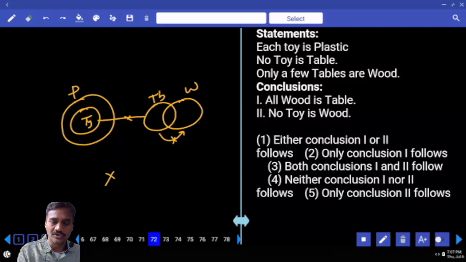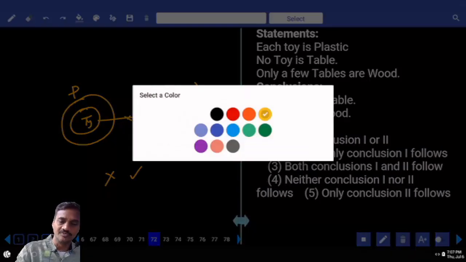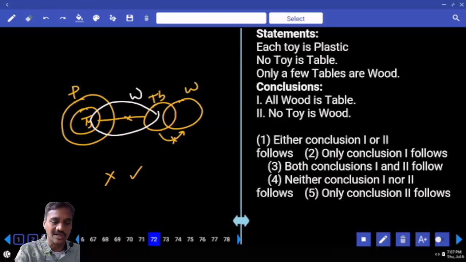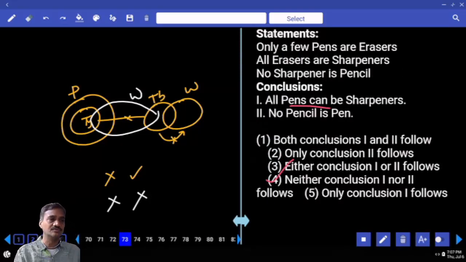And no toy is wood. No toy is wood is definitely true. Now to make this one false, I need to prove some toys are wood. But I said that some toys are wood. Yes. Alternate diagram true, previous conclusion false. And in the same diagram, all wood is stable. This is also false now. And so what is your answer? Neither one nor two. Choice 4, question 72.